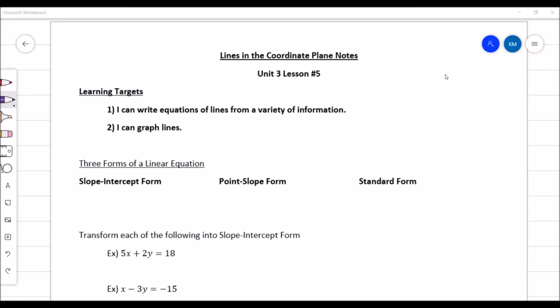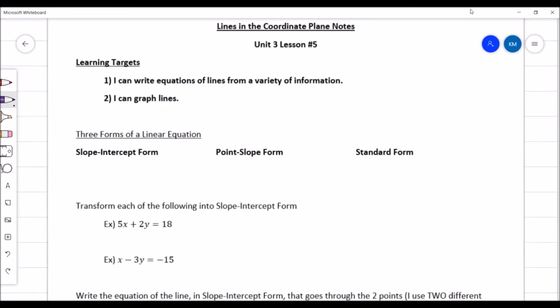Today we're going to look at lines in the coordinate plane. At the end of these notes, you should be able to write equations of lines from a variety of information, and you should be able to graph lines. You can think of this as an algebra review of how to write lines on the coordinate plane, since all this stuff should be a refresher.